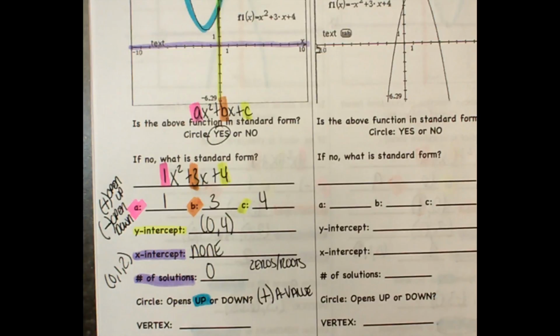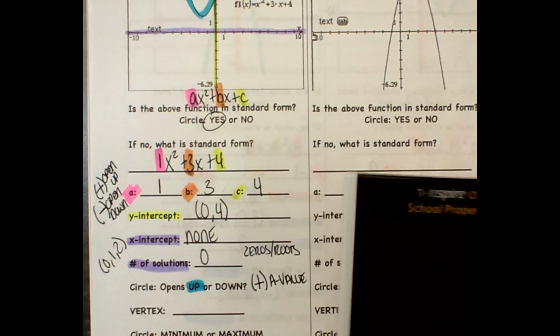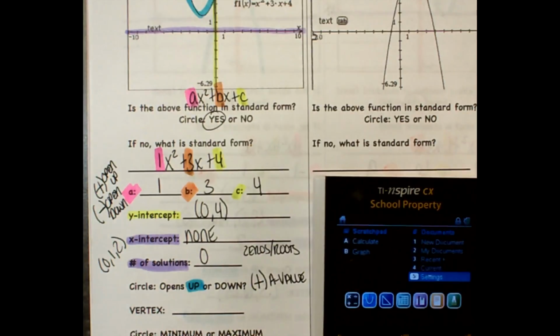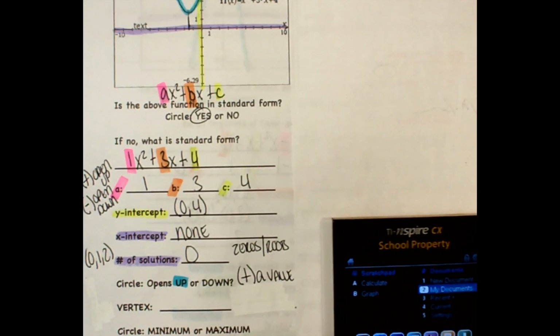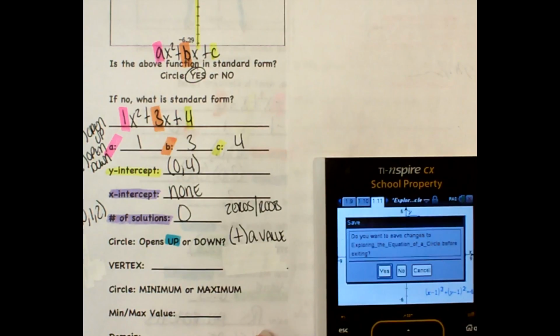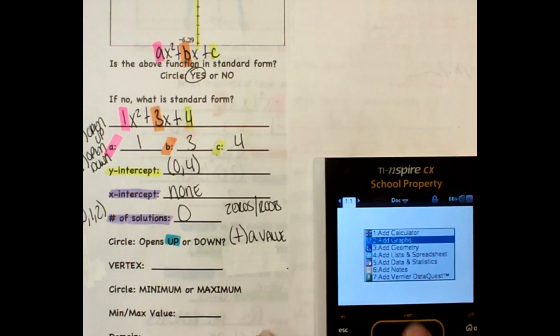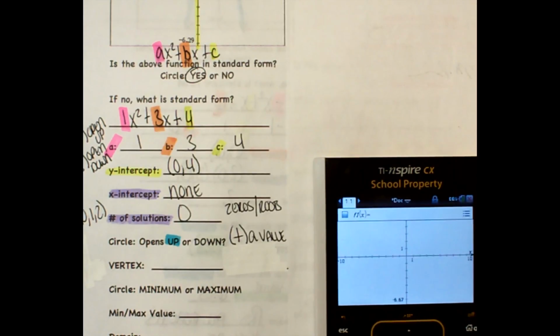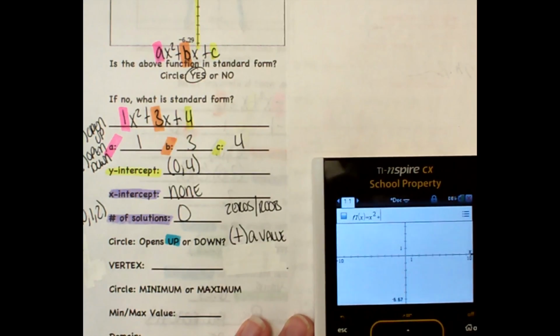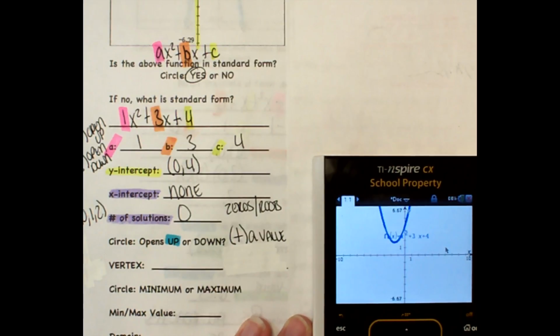Then my vertex. So for vertex, let's go ahead. We'll put it in our calculator. So let's go ahead and we'll graph the vertex. So by doing that, we'll go to new document. Do you want to save? Say no. Go to add graphs. So then type it in just like it's written. We have x squared plus 3x plus 4 and hit enter. So it pops up there.